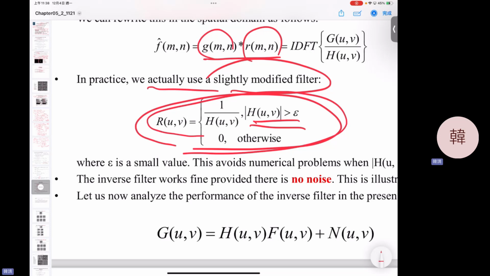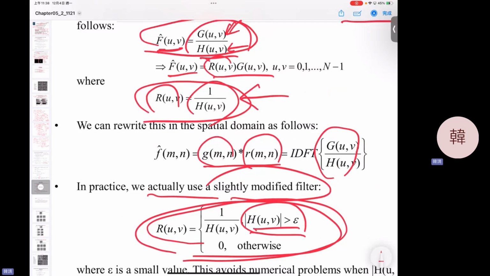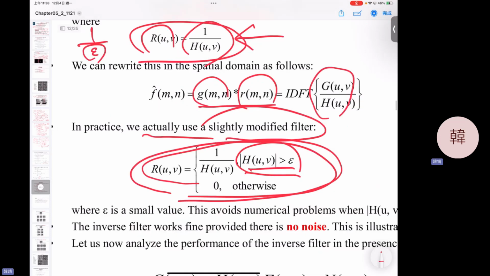We say if your H(u,v), estimated or modeled from mathematical models, is very small, what will happen? Look at this inverse filter. At every specific frequency component, if your H(u,v) is very small, then 1 divided by a very small value, what's the result? We will magnify this energy spectrum immediately. You can imagine that would be a disaster. You just magnify everything at the higher frequency part. So that's the reason we have to do this.